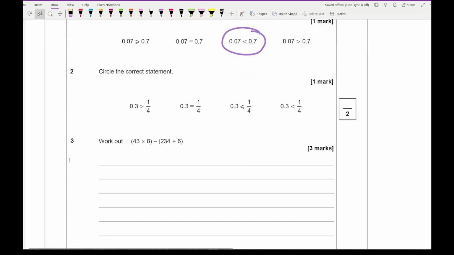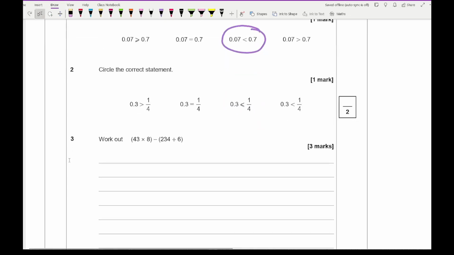Moving on to question two. This is a mixture of decimals and fractions. Again, we want to be pointing at the smaller one. So here I would either convert 0.3 into a fraction, or 1 over 4 as a decimal. Personally, I think 1 over 4 is going to be a lot easier. So I can just cross that out and write 0.25. So here I'm comparing 30 pence with 25 pence. Now 25 pence is smaller, so the correct answer is going to be our first option.